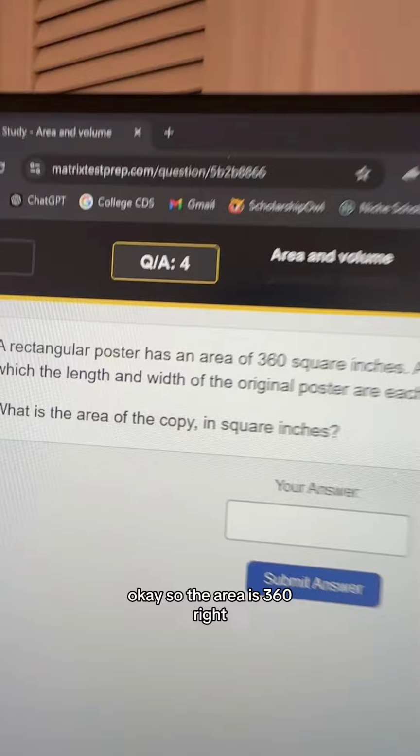A rectangular poster has an area of 360 square inches. A copy of the poster is made in which the length and width of the original poster are each increased by 20%. Which is the area of the copy in square inches?